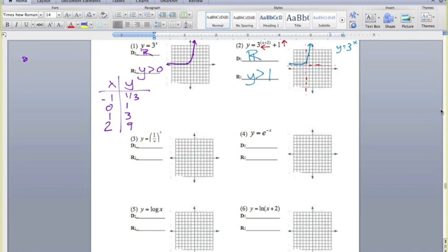Questions? I can't read the bottom of my fraction here, number 3. What does it say? It's a half? Okay.